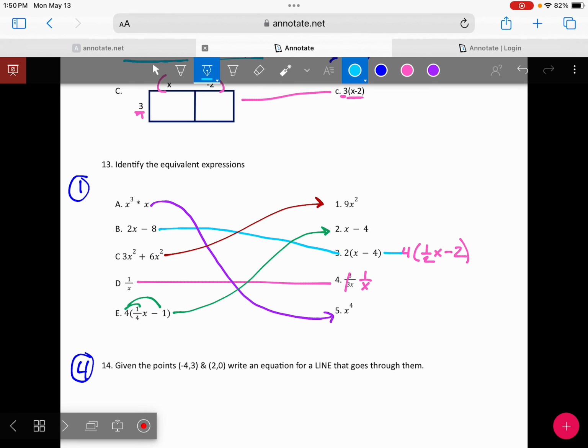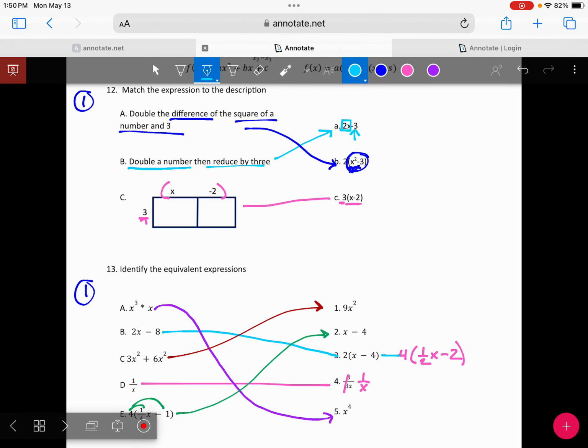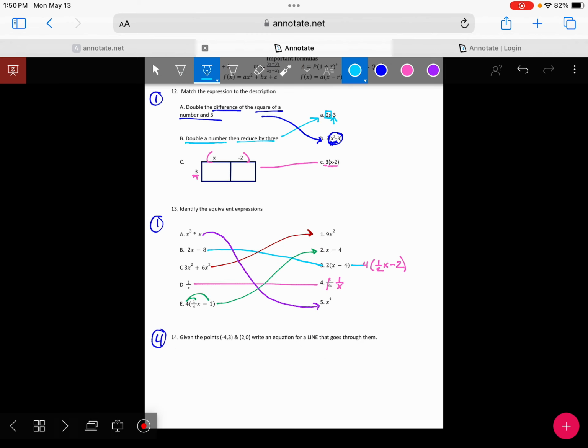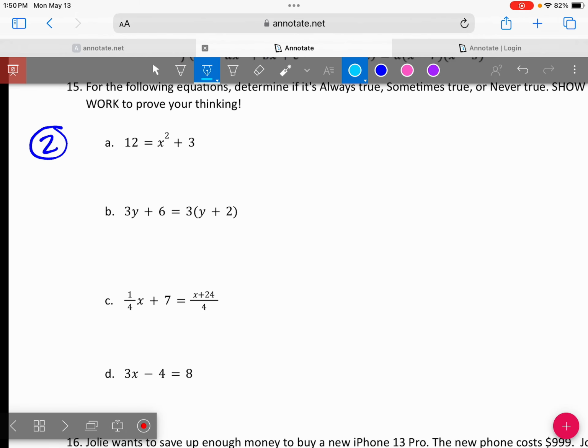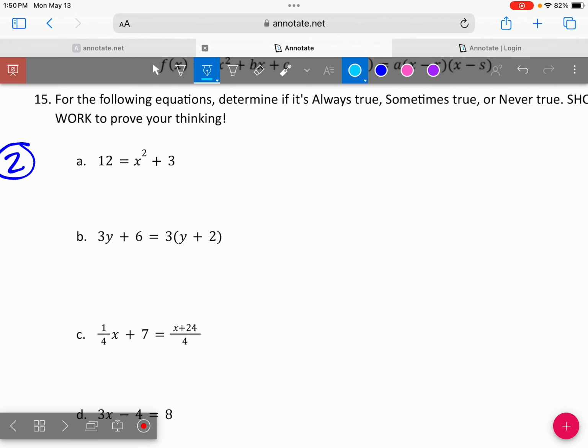Okay, so questions on either of those, because those are both from Unit 1 where we were looking at our expressions. Okay, so let's find our next one in Units 1 and 2. Number 15 is from Unit 2. This was our sometimes, always, or never.